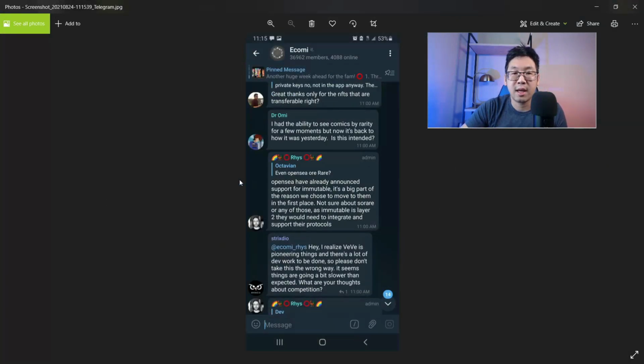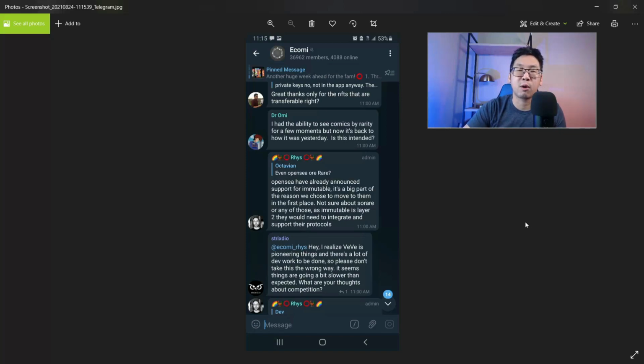So another thing here, OpenSea has already announced support for Immutable. It's a big part of the reason we chose to move them in the first place. Not sure about Rare or any of those, as Immutable is layer 2 and they need to integrate and support their protocols. So definitely transfer or migration over to OpenSea, transferring our collectibles, is definitely in the pipeline and will probably happen after the Immutable migration.